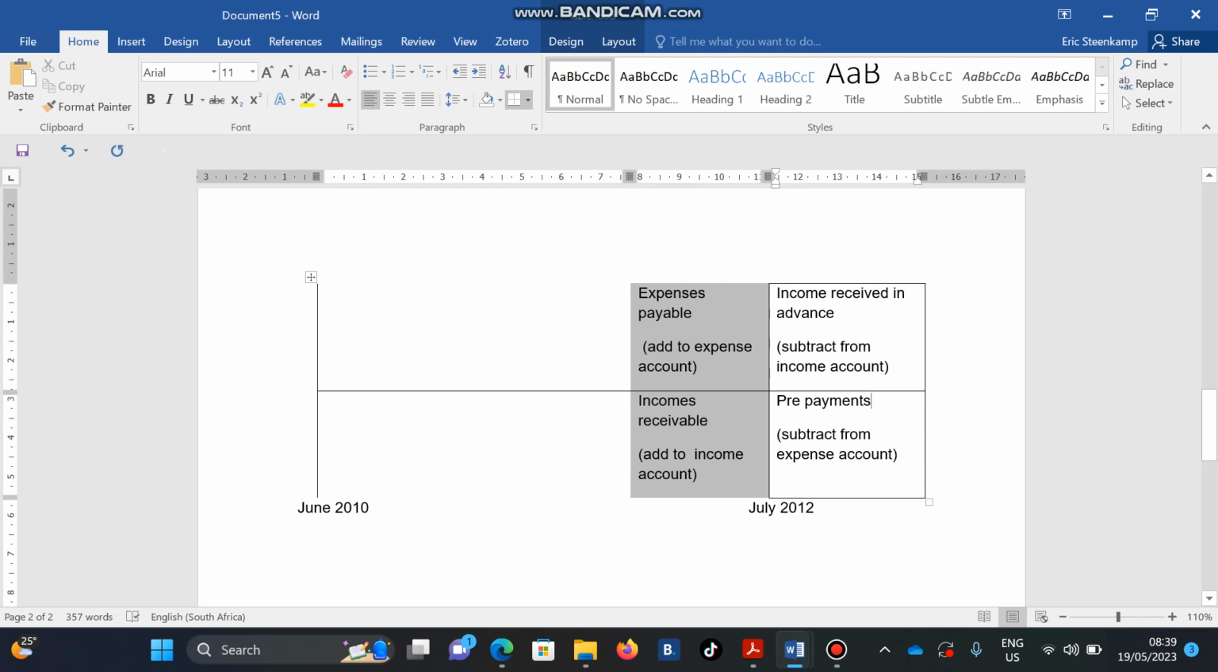So this is basically what we're going to do. Everything that's accrued, we're going to add, whether it's accrued income or accrued expense, we're going to add to the amounts. And everything that's in advance or paid up front, we're then going to subtract from our amounts in our trial balance. This is just the start.